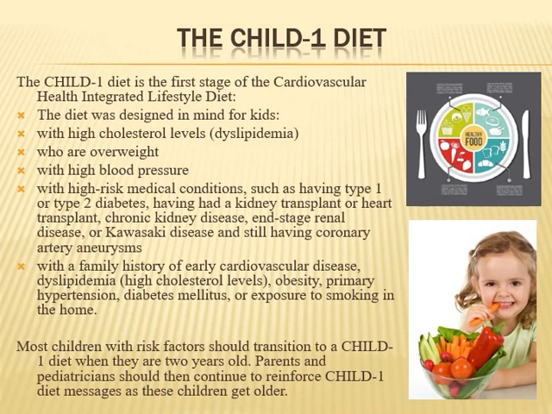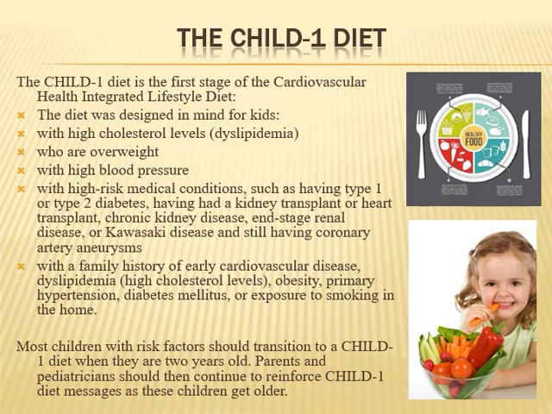The Child 1 diet is the first stage of the Cardiovascular Health Integrated Lifestyle Diet. The diet was designed with in mind kids with high cholesterol levels, who are overweight, with high blood pressure, with high-risk medical conditions such as having type 1 or type 2 diabetes, having had a kidney transplant or heart transplant, chronic kidney disease, end-stage renal disease, or Kawasaki disease and still having coronary artery aneurysms.